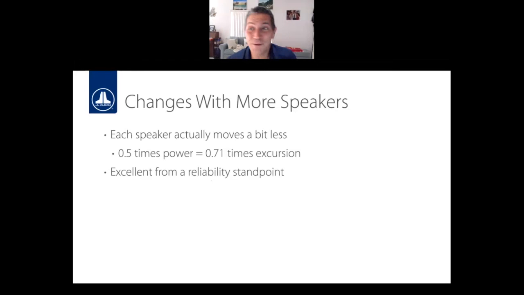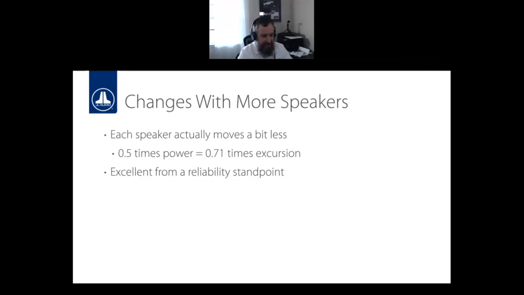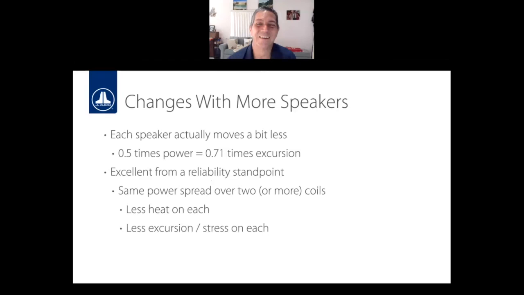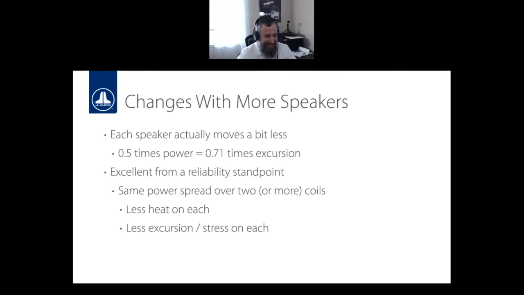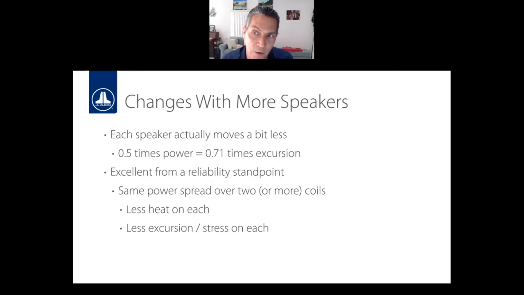Less power per speaker. Should we wait for the other one? Less strain on the speakers. Perfect. You got them both. So less heat on each one with the power shared, and each speaker is not moving as much, so there's less stress on each one. That's a fantastic thing to do. But the truth is, it's not very practical to put 4 times the number of speakers in a given application. But just know that'd be a really, really good thing to do if you could.